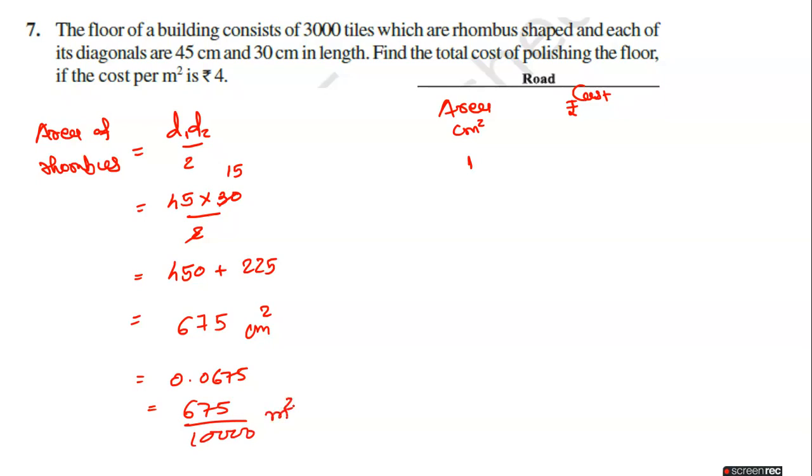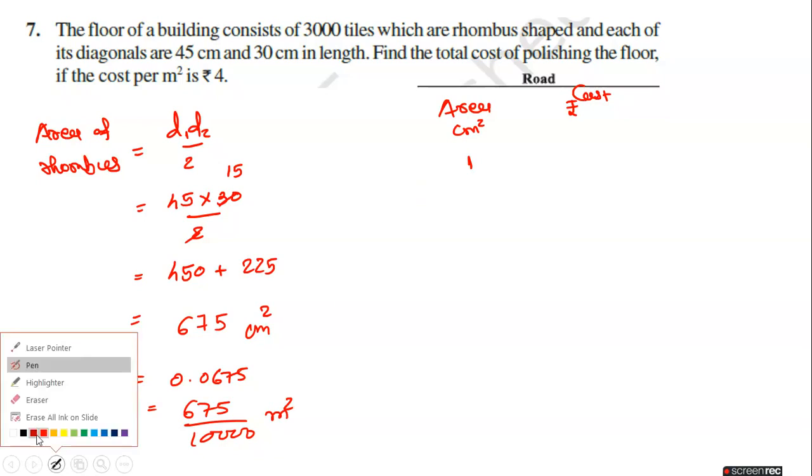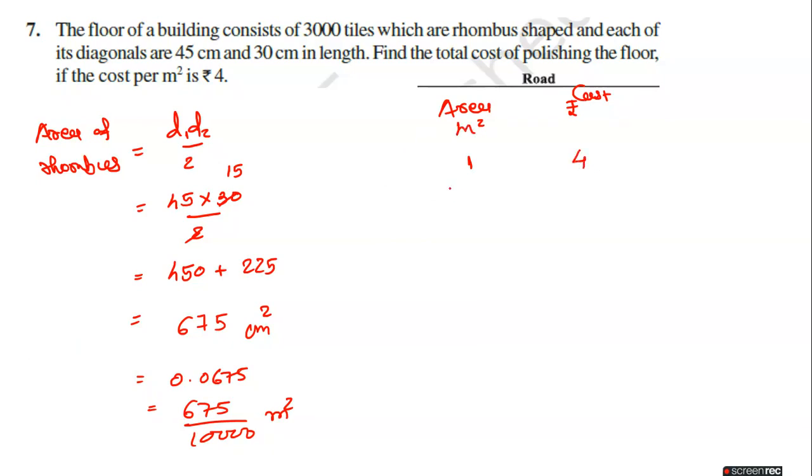And now it's meter square. For 1 meter square, the cost is 4 rupees. So we have 675 upon 10,000 meter square. Then how much cost will be there? Cross multiplication: 675 into 4 upon 10,000. Then this number you have to multiply: 675 into 4, and divide by 10,000. It's not 1000, you divide by 10,000.